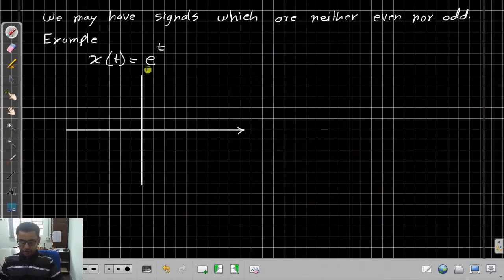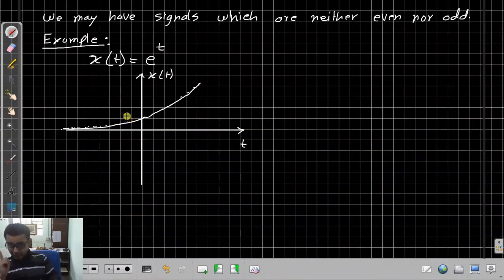at t equal to 0, x(t) will be 1, and then it will increase exponentially. On the other hand, it will decrease and asymptotically go towards 0. So that's how the graph of e to the power t looks like, and you see it is neither even nor odd. If you flip this signal around the vertical axis, it will not remain symmetric, nor antisymmetric.